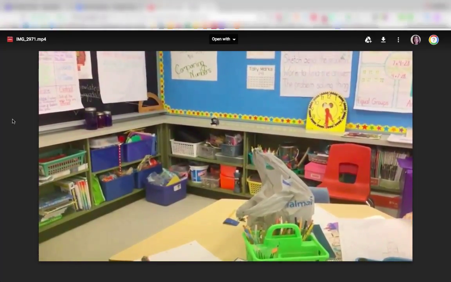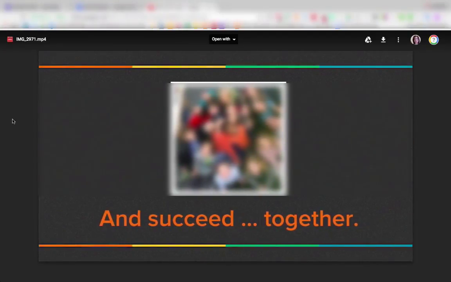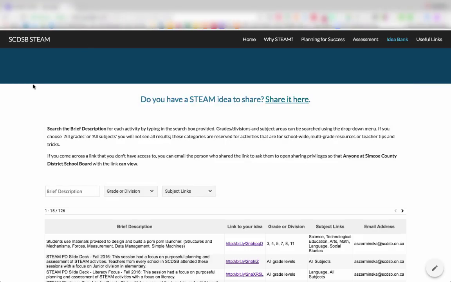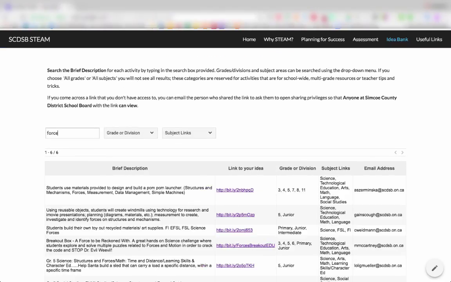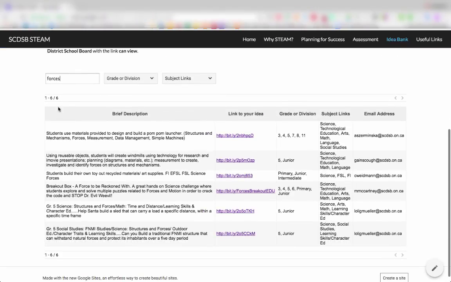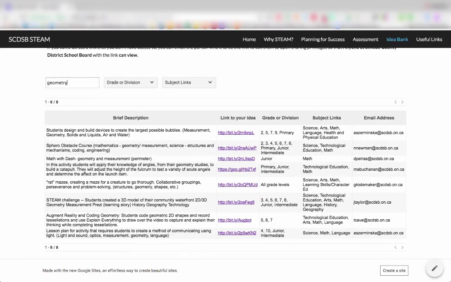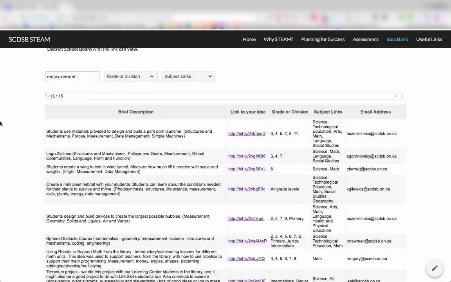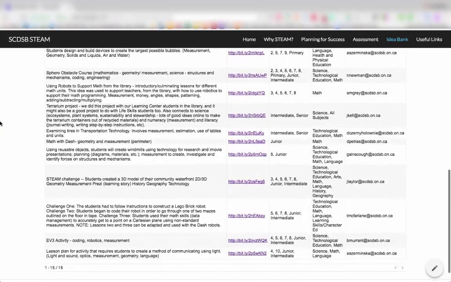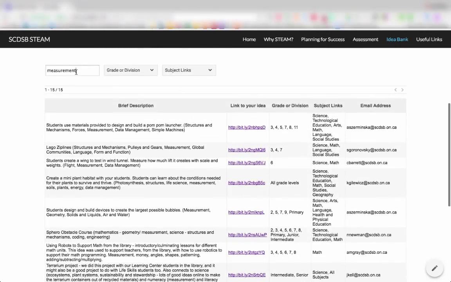If we take a look back at the idea bank, I just wanted to again reinforce that it's searchable in multiple different ways. So if we take a look at curriculum connections, teachers have tagged their activities with big ideas from curriculum. So I can search something like forces or geometry, measurement.